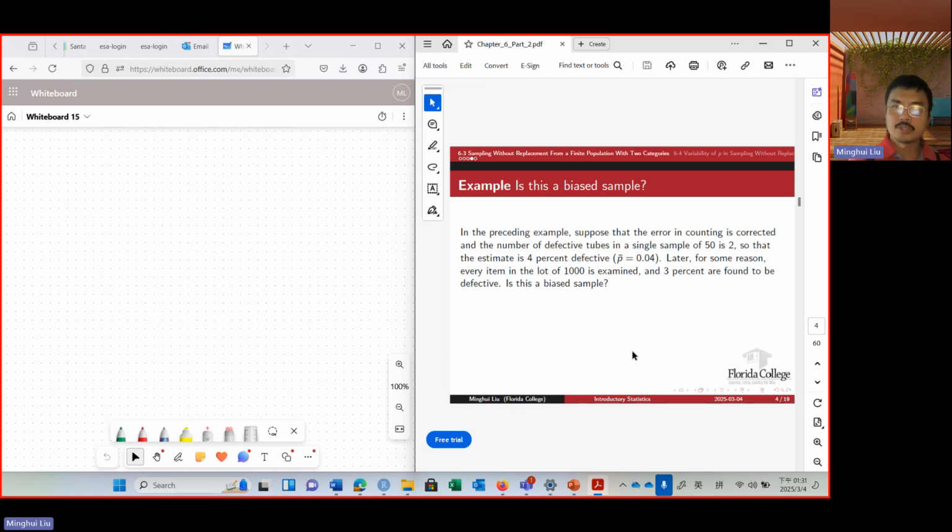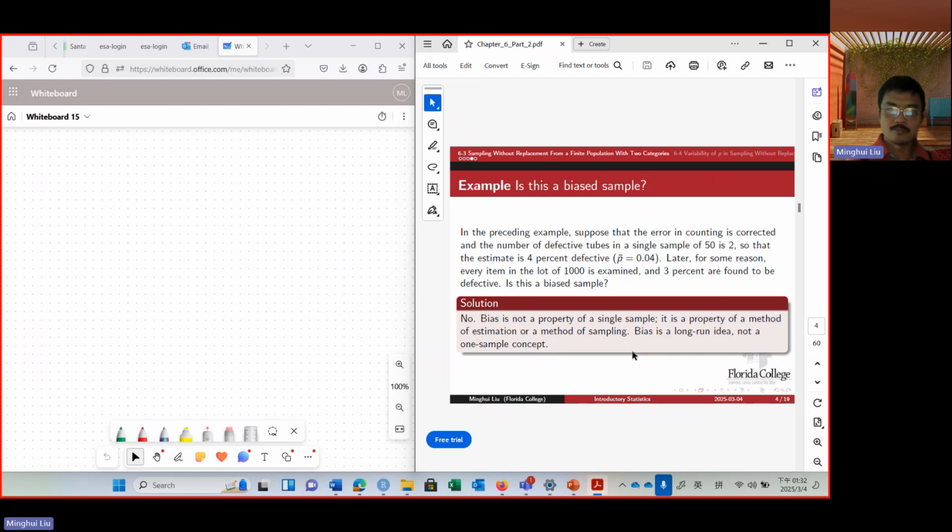And now later, when we checked all 1,000 of them, we find the actual p-value, the defective rate, is 3%. Now, my question to you is: is this sample biased because our p-bar value is greater than the actual p-value? The answer is no.